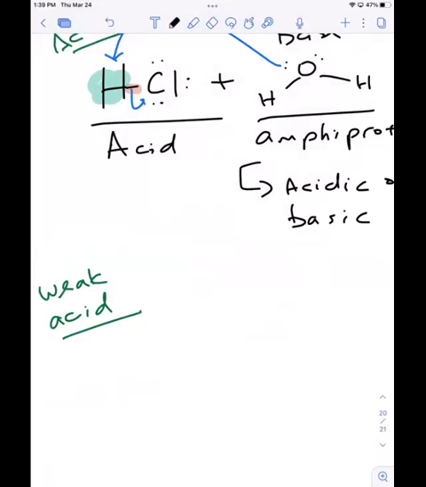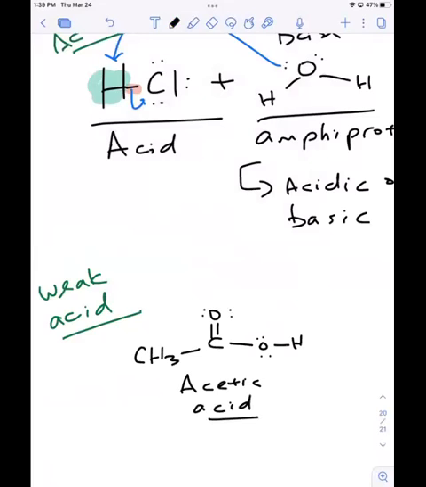let's show that reaction. So acetic acid is here. And acetic acid is a weak acid. What that means is that when it's dissolved in water, it doesn't fully dissociate.